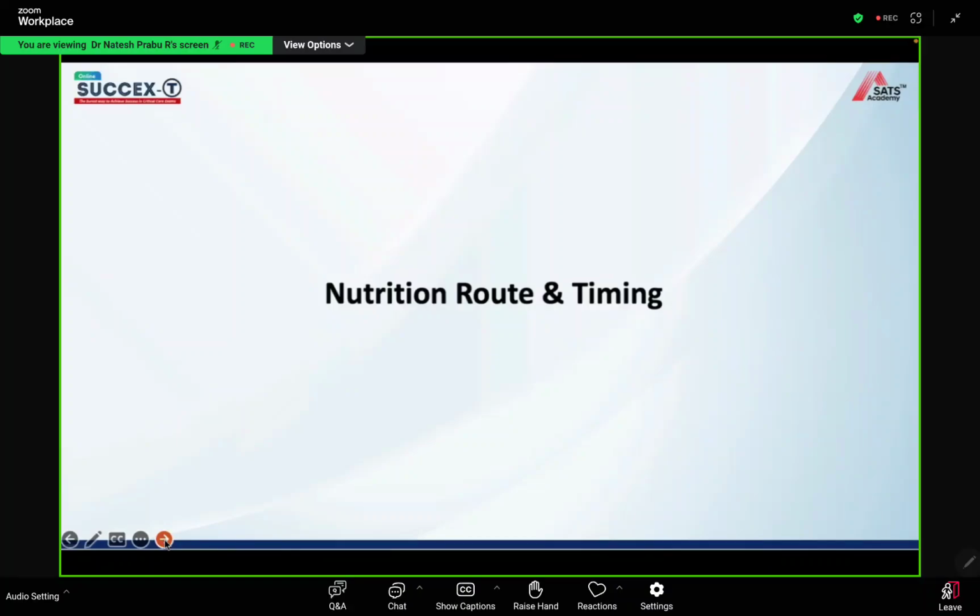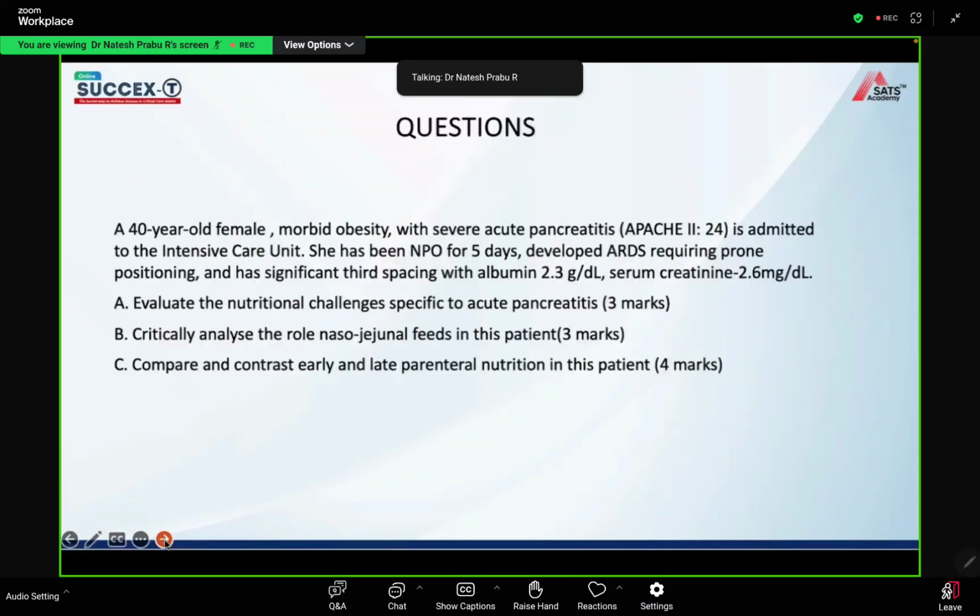So the next important topic is nutrition route and time. So we can consider a question where a 40-year-old female with morbid obesity, severe acute pancreatitis is admitted to the ICU and has been NPO for 5 days. Developed ARDS, required proning, and has significant third spacing with a low albumin and creatinine of 2.6. So the nutritional challenges specific to acute pancreatitis, the nasogastric versus nasojejunal feeding in these patients, and early and late parenteral nutrition in these patients, which are divided into 3 and 4 marks.